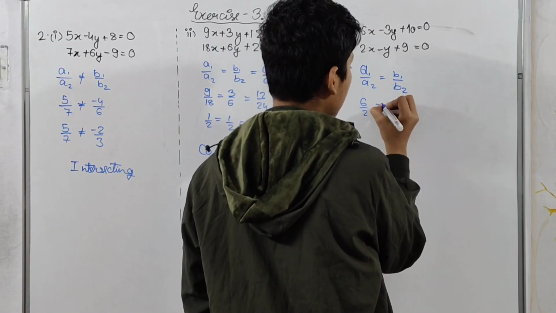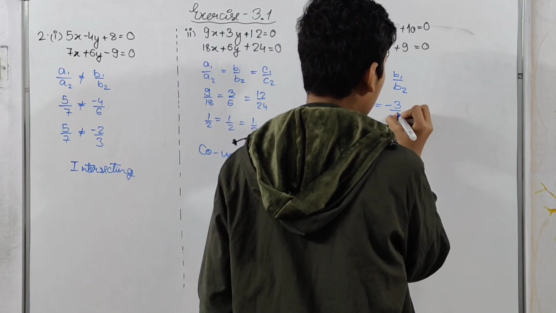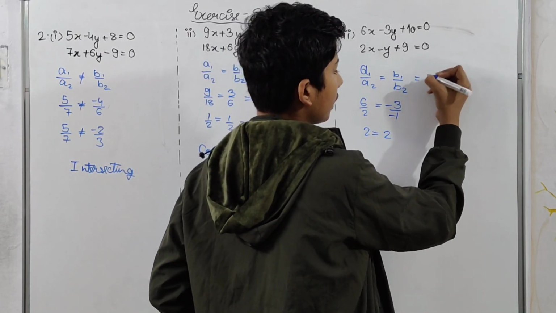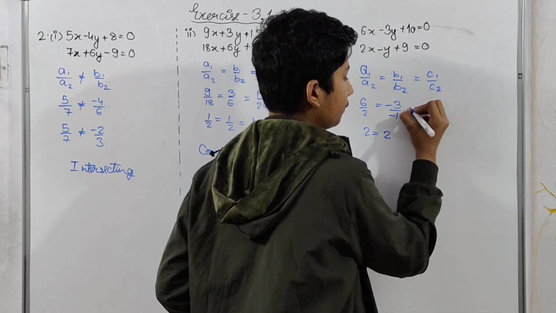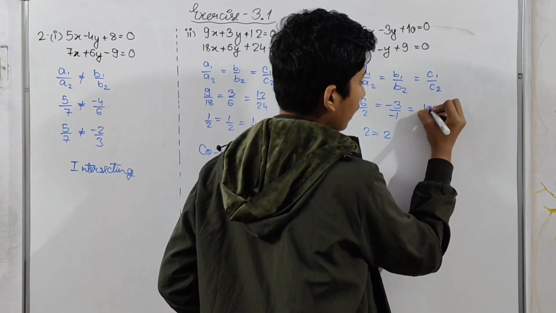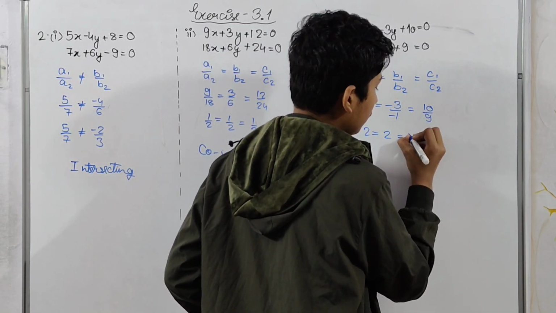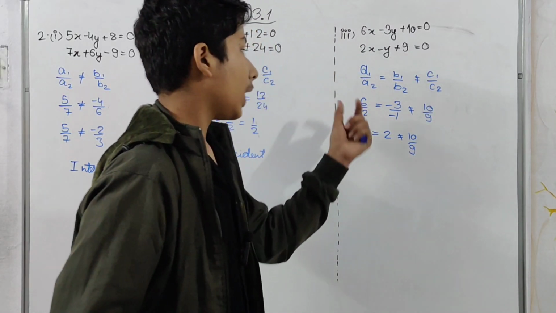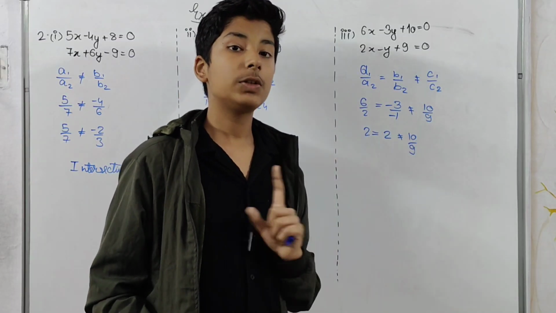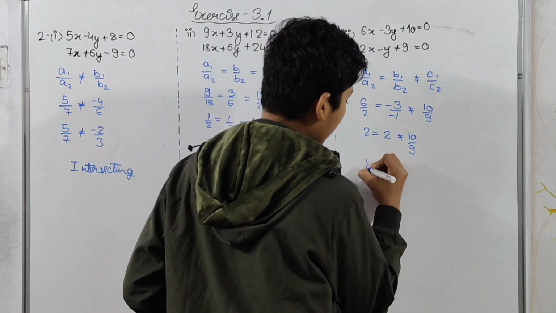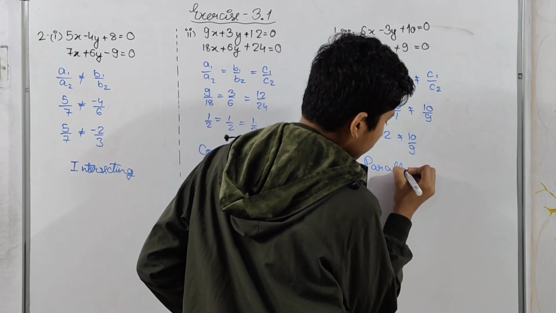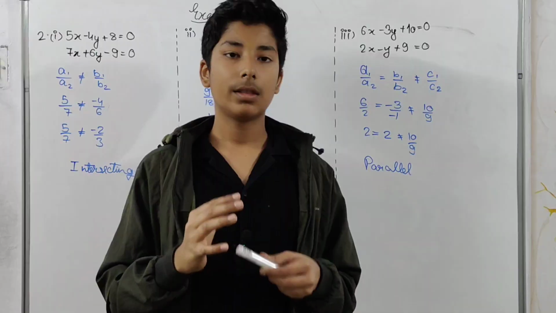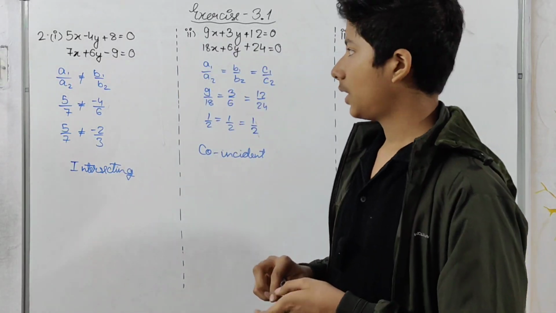6 by 2 equals minus 3 upon minus 1, which means 2 equals 2. Now we will see the third ratio, which is C1 upon C2, means 10 by 9 equals 10 by 9, but this will not be equal. So A1 by A2 equals B1 by B2 but not equal to C1 upon C2, so it will be parallel. Means the lines will be parallel to each other and never meet each other at any single point. I hope you understand this.